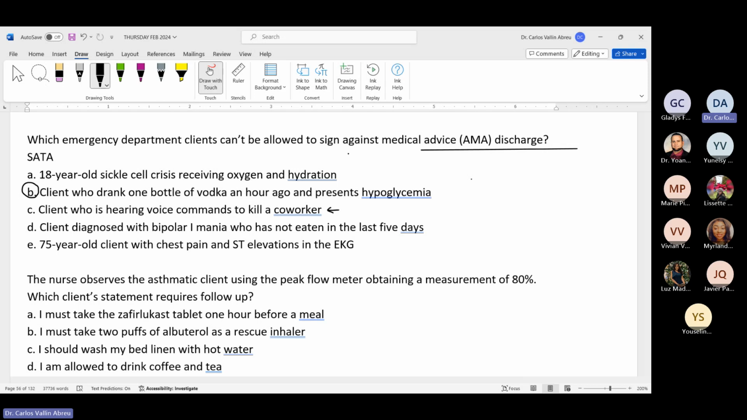He is a risk for others, has a homicidal risk, and this is one of the indications of Baker Act. It is one of the indications of commitment. So you cannot allow this client to leave.